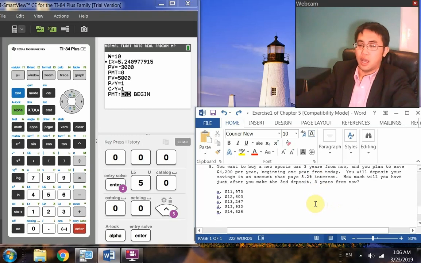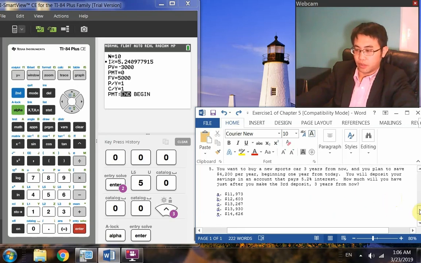Okay, now next one. You want to buy a sports car 3 years from now, and you plan to save $4,200 per year. You see the keyword here is per year. And your payment will begin 1 year from now. So beginning 1 year from today also means you will make the first payment at the end of the first year. Does that make sense? You will make the first payment at the end of the first year. So that's the meaning of making a payment beginning 1 year from today.